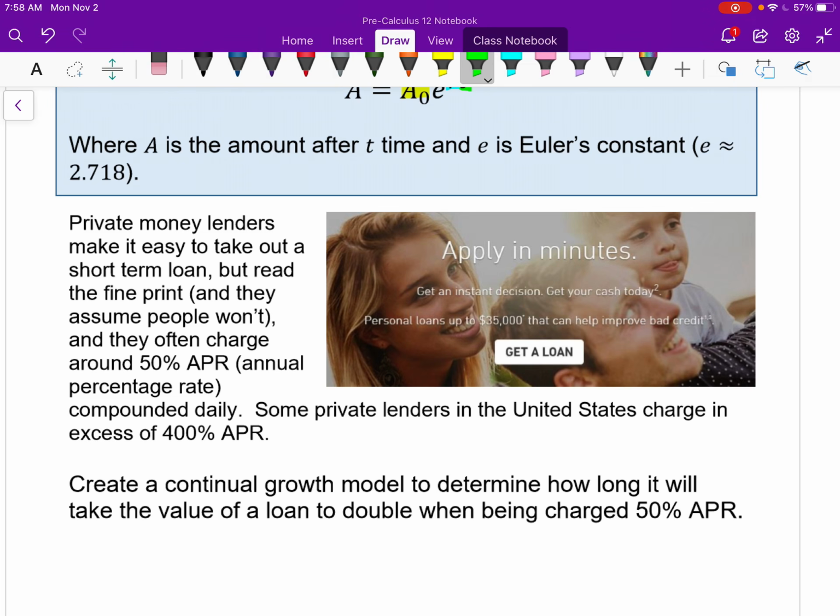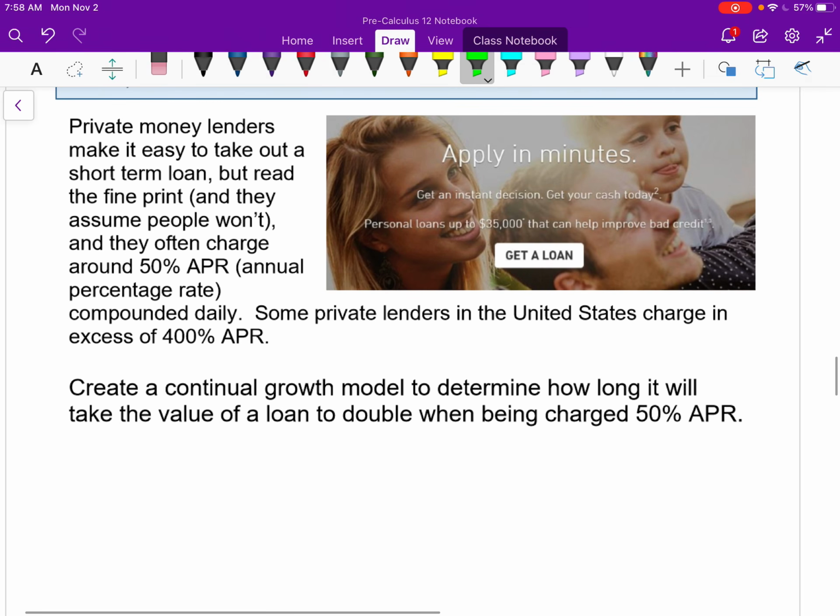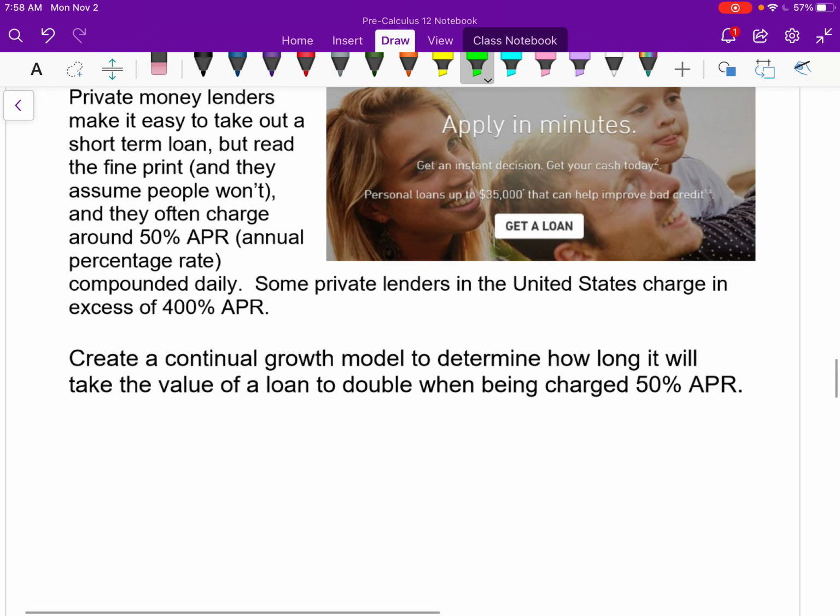Okay, so let's go with the 50%, which again is not unusual. 50% interest compounded daily for a private money lender in Canada. So with that said, let's create a continual growth model to show how long it will take for a loan to double if you're being charged 50% APR compounded continually though.